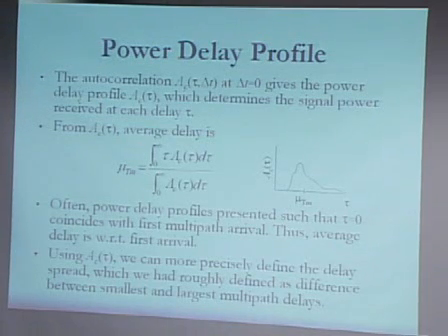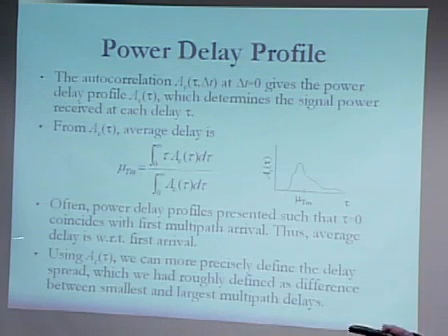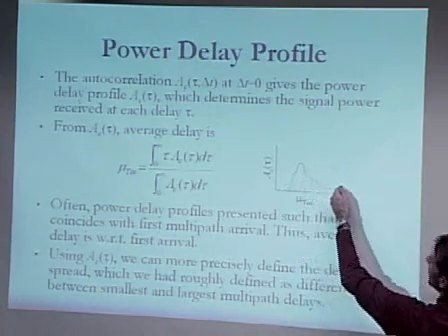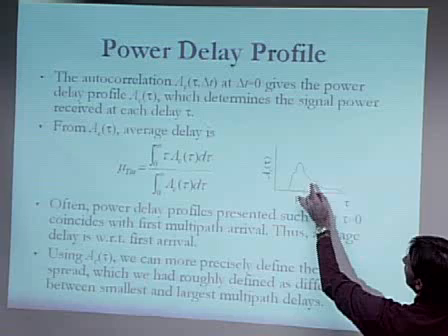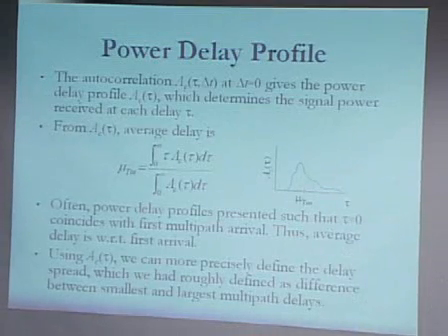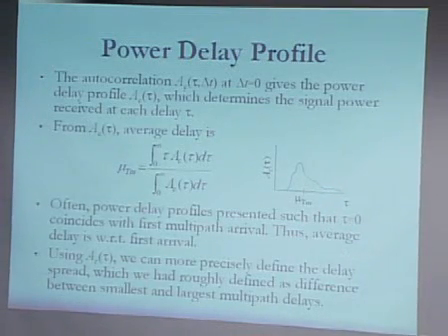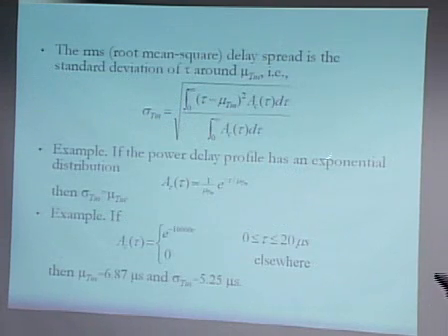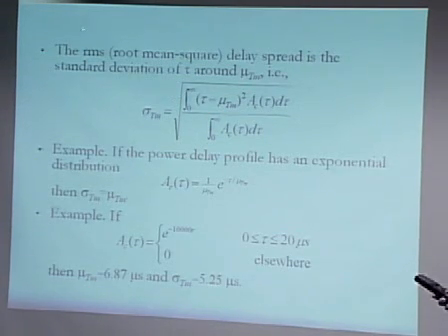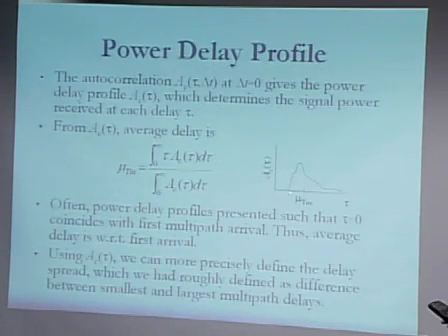I already defined last week the delay spread as roughly the difference between the first and the last arrival. This is the first arrival, this is the last arrival, and the delay spread is roughly the size of this function. Now I'm going to give you a more precise definition, which is this equation over here. It's called the RMS, or root mean squared delay spread, and it's the standard deviation of the delay around the mean. So, standard deviation of this function around its mean value.